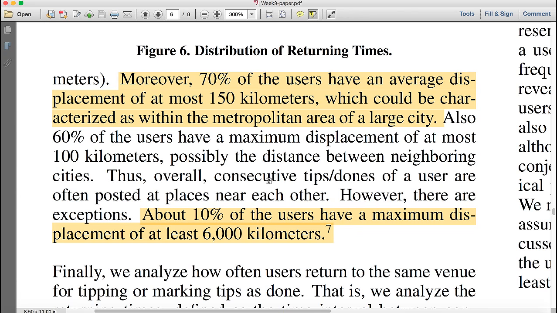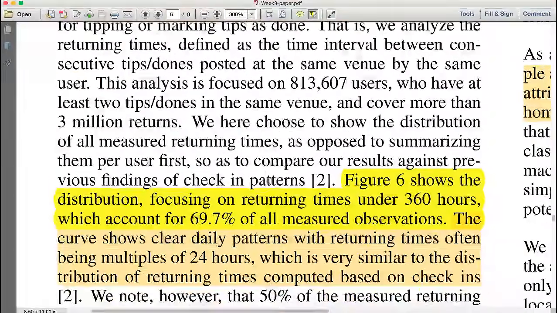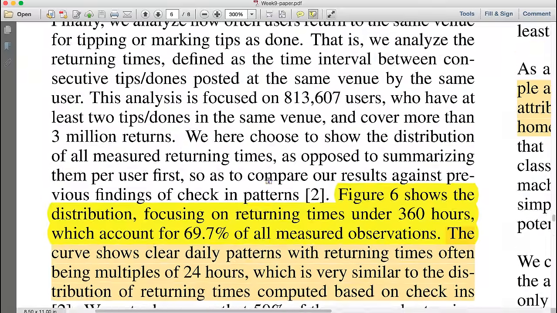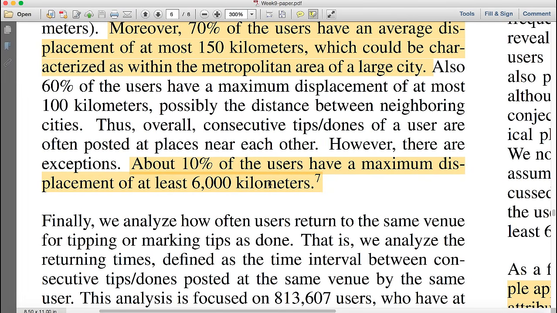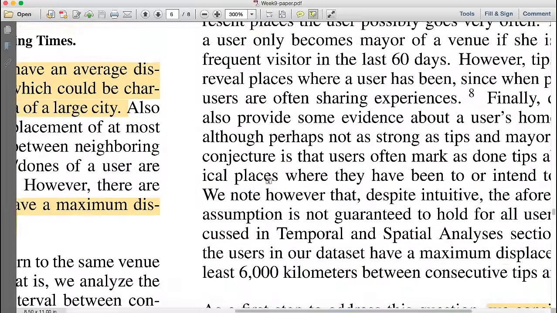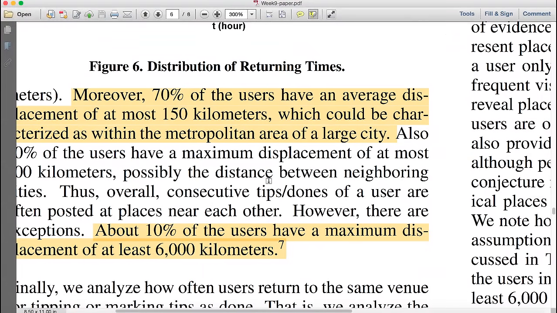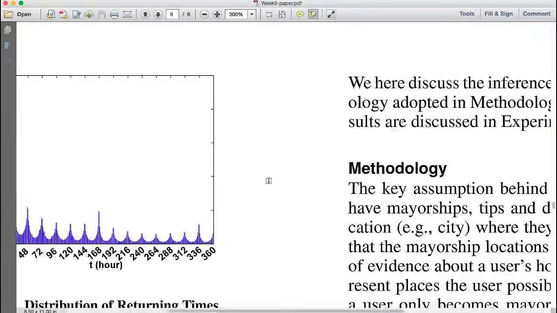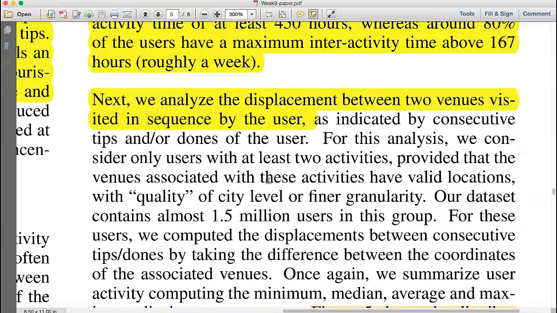And about 10% of the users have a maximum displacement of about 6,000 kilometers. This is probably international travel between two consecutive tips or don'ts. Right? So that shows the distribution of the users we have in the data set, and their consecutive tips or don'ts on Foursquare. Let's go to the figure again. This shows that 70% of the users are within about 150 kilometers and the last 10% are at about 7,000 kilometers.